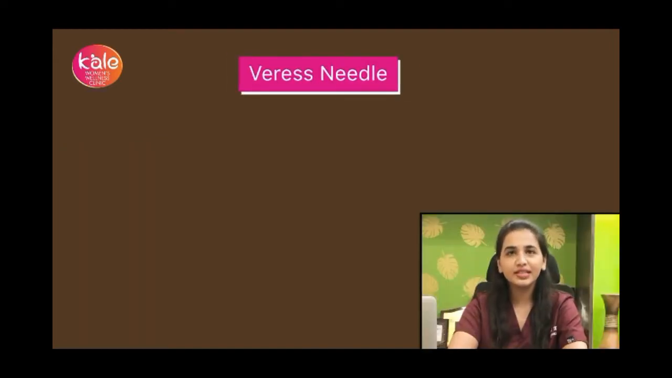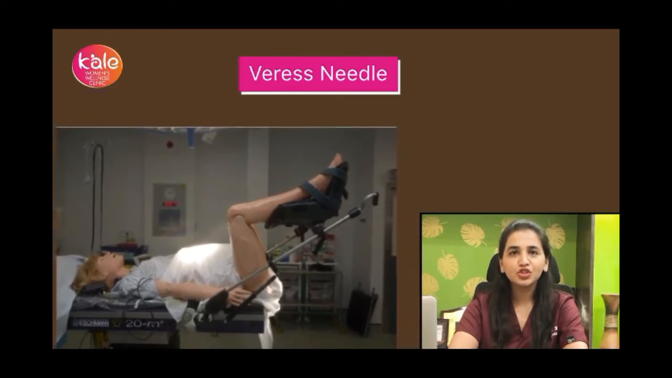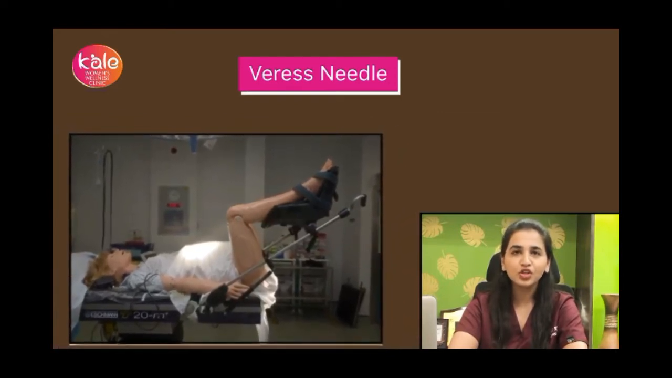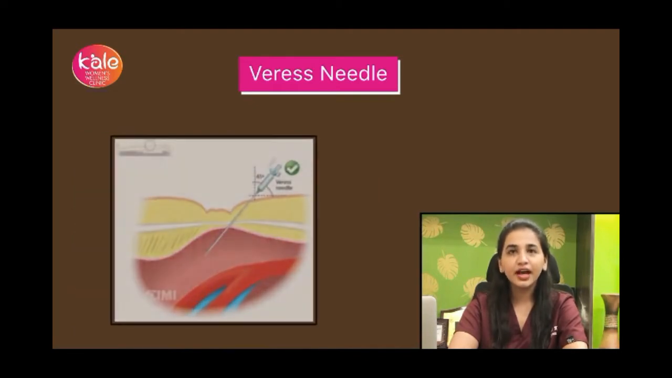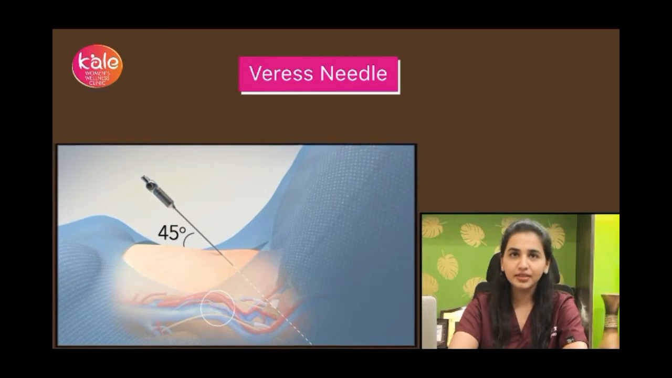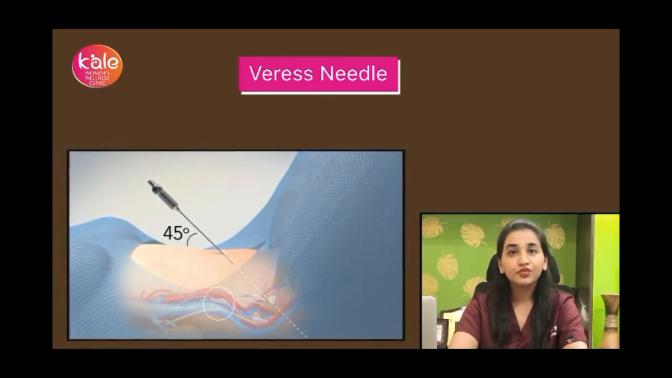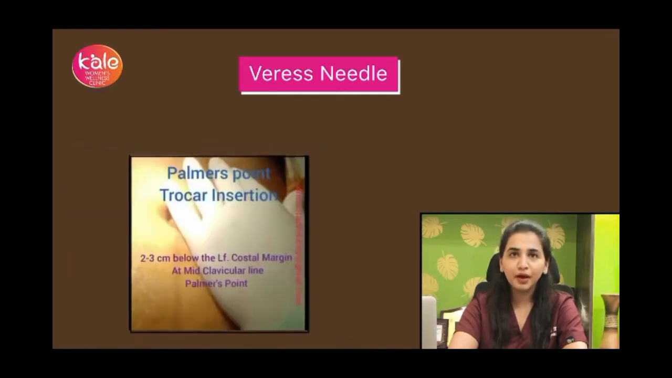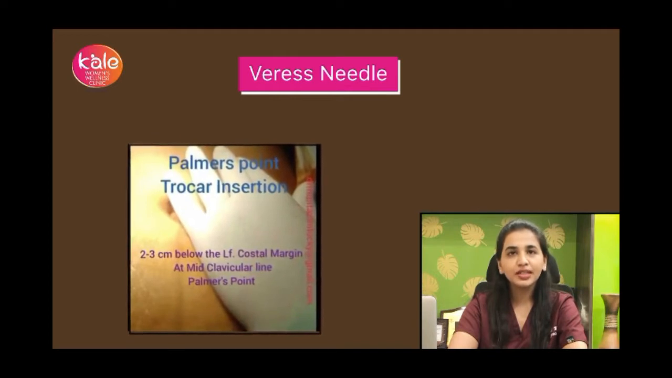Let us look at the different methods of entry in a thin patient. The first is with Veress needle. Whenever we are using a Veress needle, the patient position should always be flat before insertion of the Veress needle. The Veress needle should be inserted at 45 degrees angle to the skin at the level of umbilicus to prevent injuries. Veress needle can also be inserted at Palmer's point, which is 2 cm below the left costal margin in the mid-clavicular line to minimize injuries.